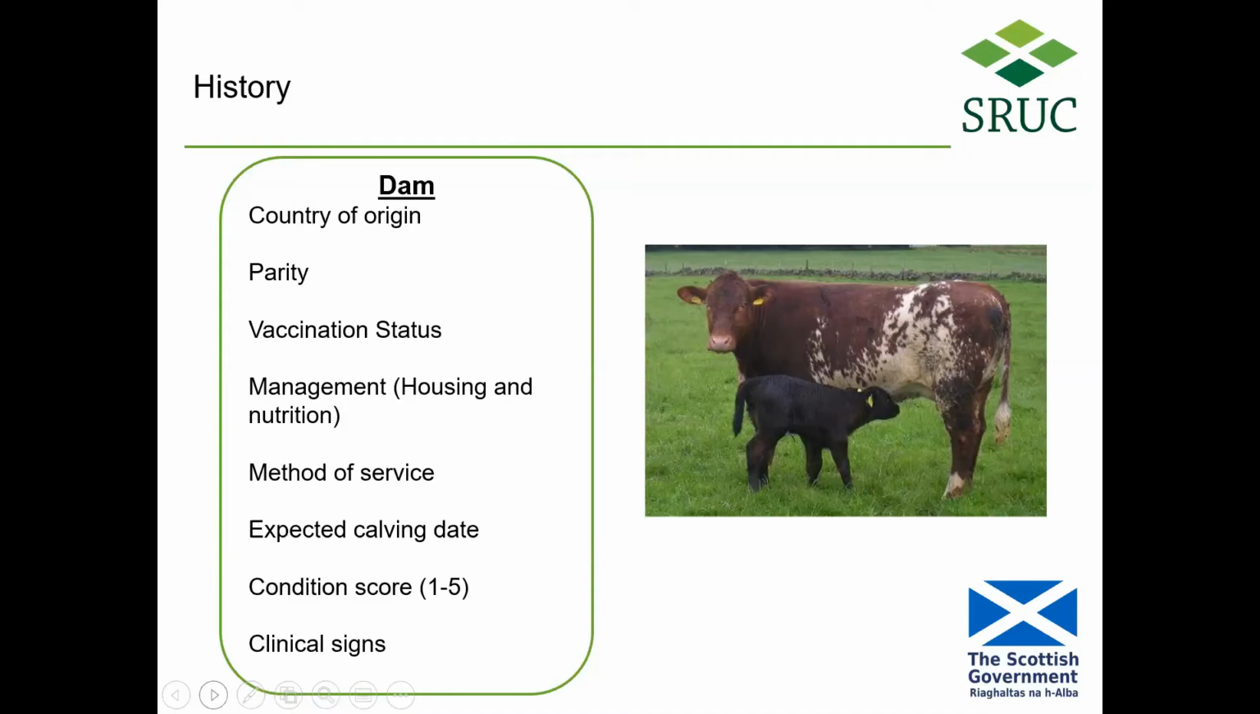Method of service is really, really important. Bull versus AI, really important to know. And then, other factors about the cow herself. Has she been ill? Has she been recently transported? Are there any stressful events in her life? Is she over fat? Is she over thin? All these factors come into it. So I guess some obvious questions there to start off with. So I'm not going to dwell too much on that.